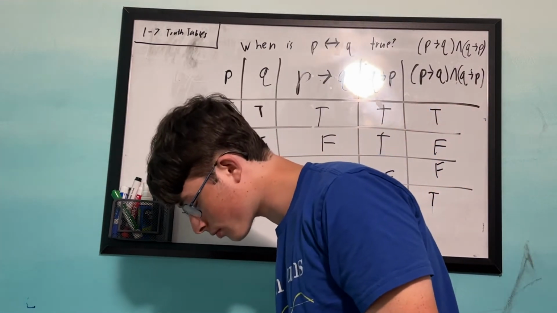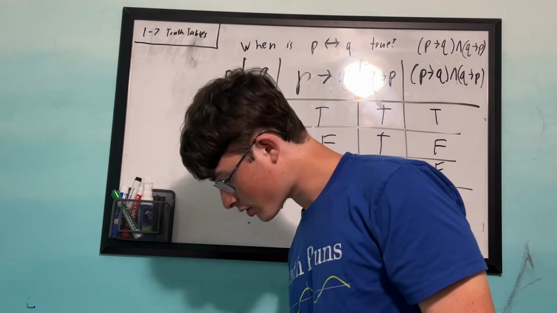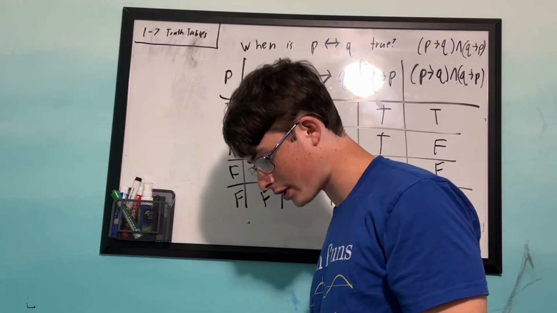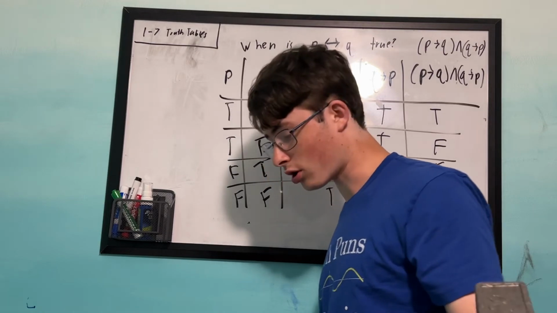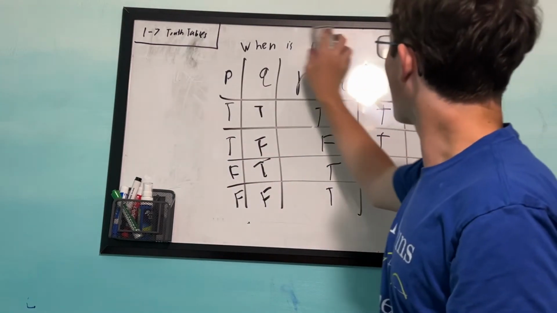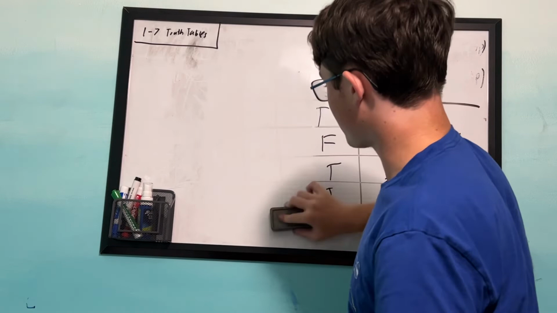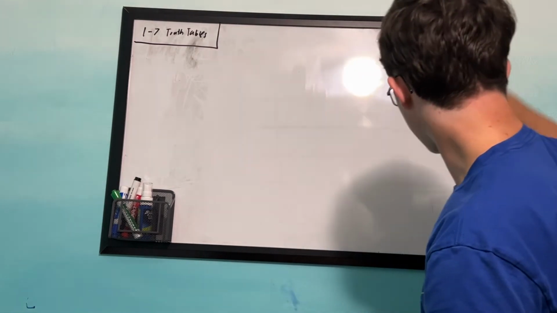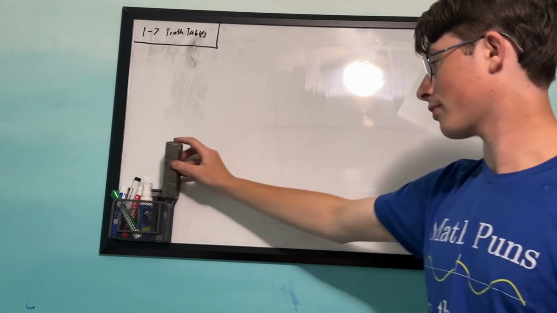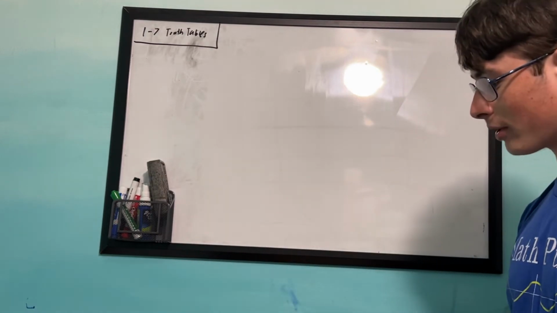Then you also have to be able to figure out different types of opposites. So you've got negations, converses, inverses, and contrapositives. Those are the four types of negatives we're going to talk about of the statements.